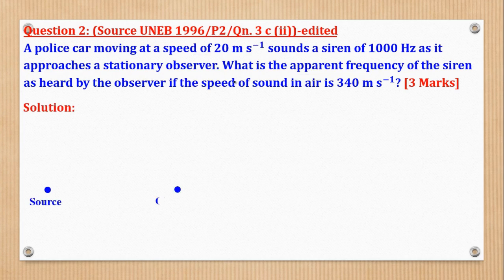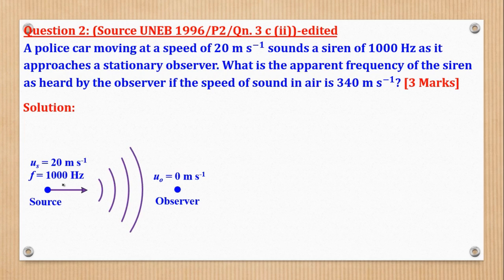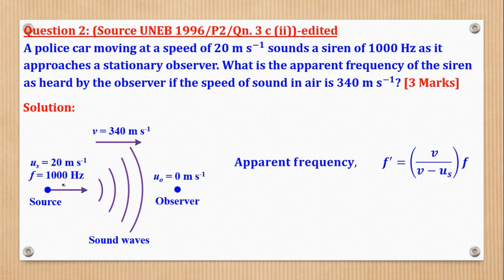So we'll make our illustrations. Source, observer. Source is moving towards a stationary observer with a velocity of 20 and the frequency of sound emitted is 1000 Hz. So sound waves will move in that direction to reach the observer. Now that means that the apparent frequency will increase because the source is coming towards the observer.